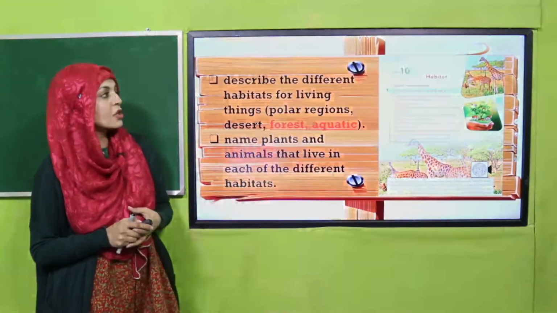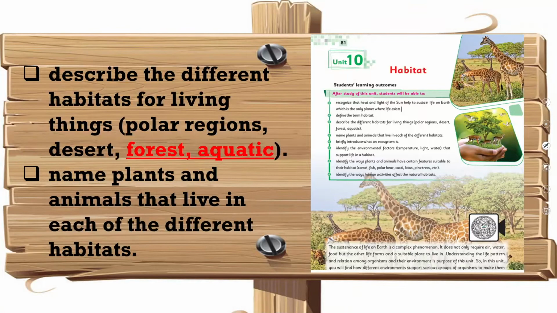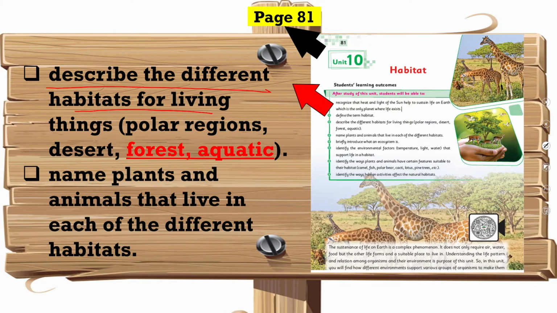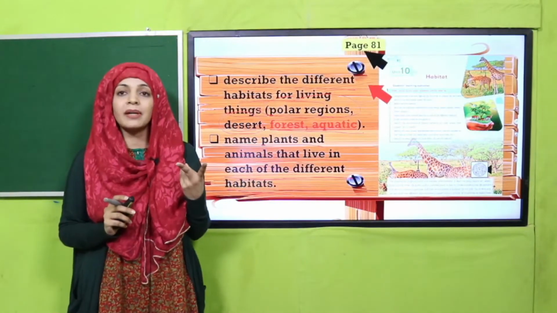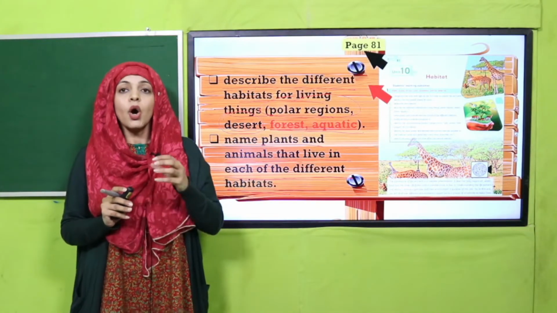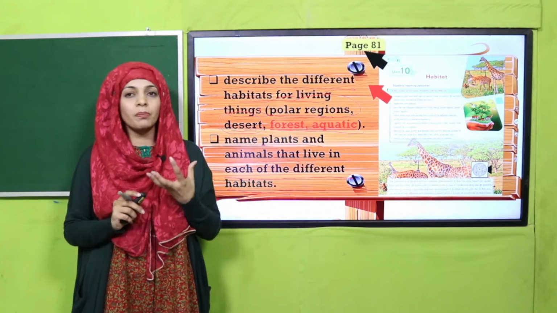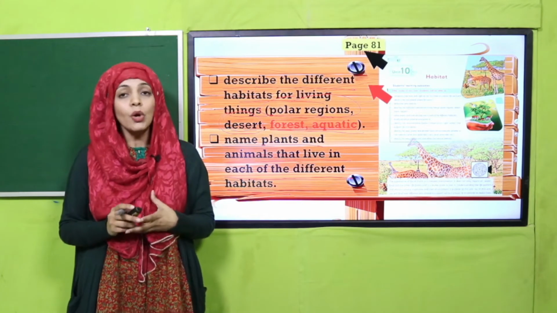My dear students, now is the time for your student learning outcome for today, which is given on page number 81. Describe the different habitats for living things. Polar region and desert are already done. Today we will do forest and aquatic habitat. Name plants and animals that live in each of the different habitats. Today we will talk about 2 different habitats, forest and aquatic habitat, and we will also learn which animals and plants inhabit them.